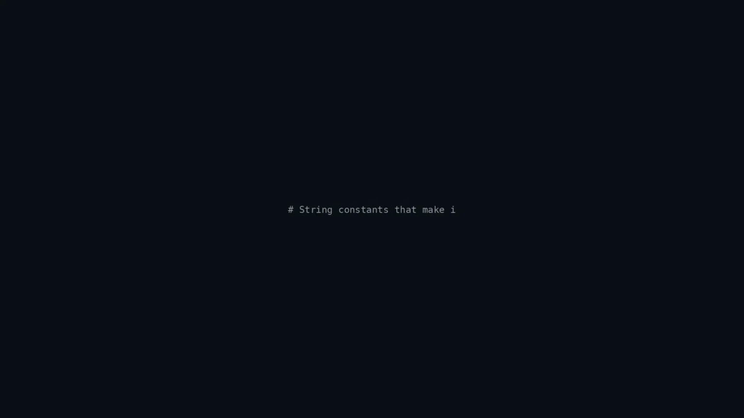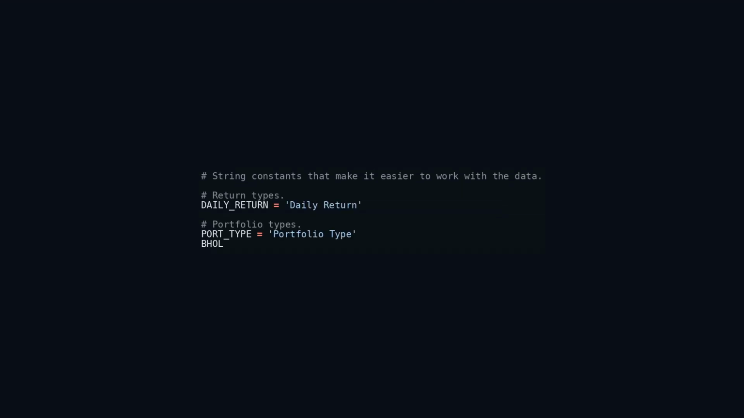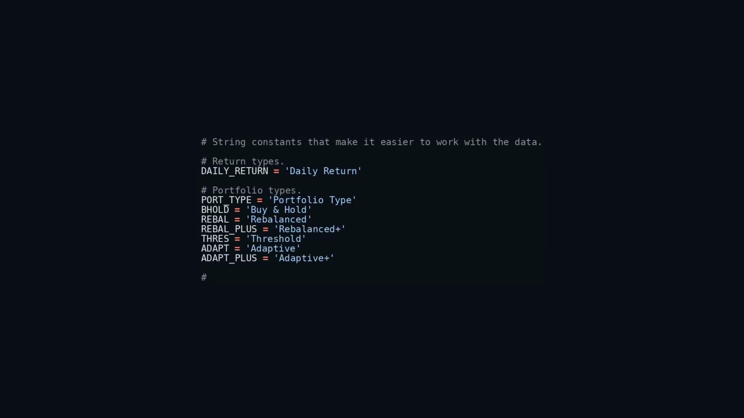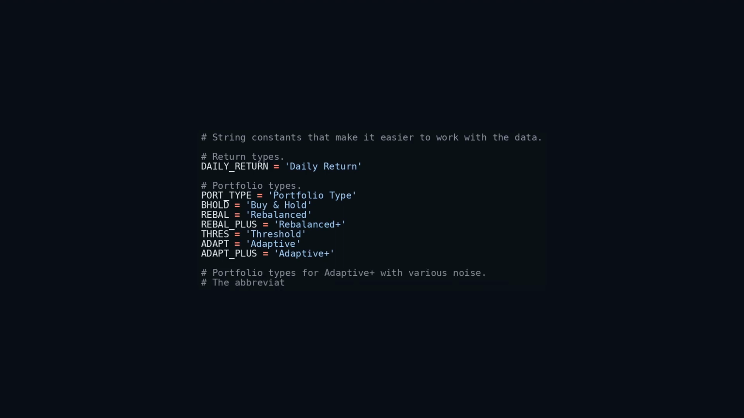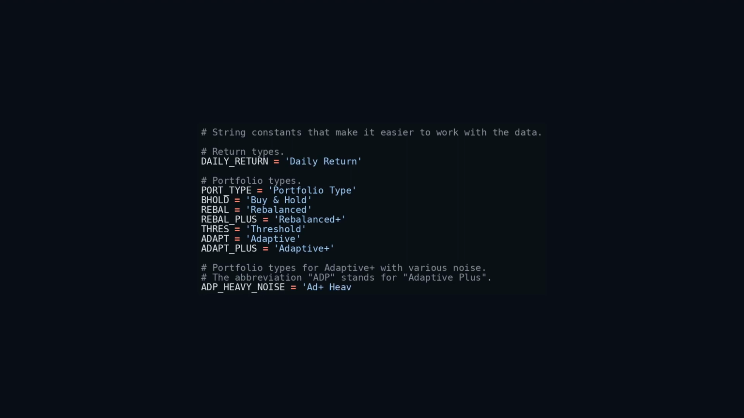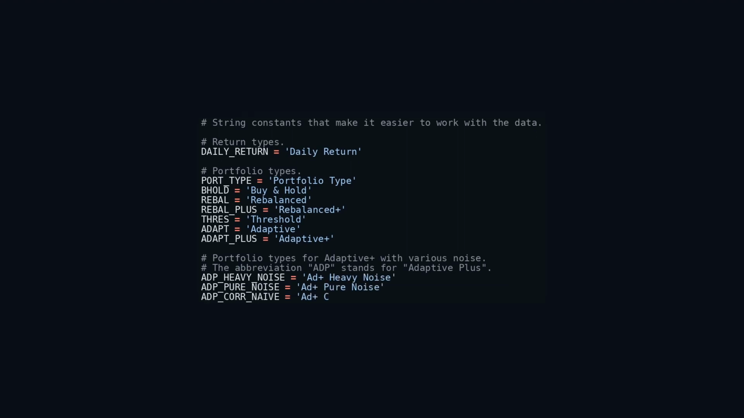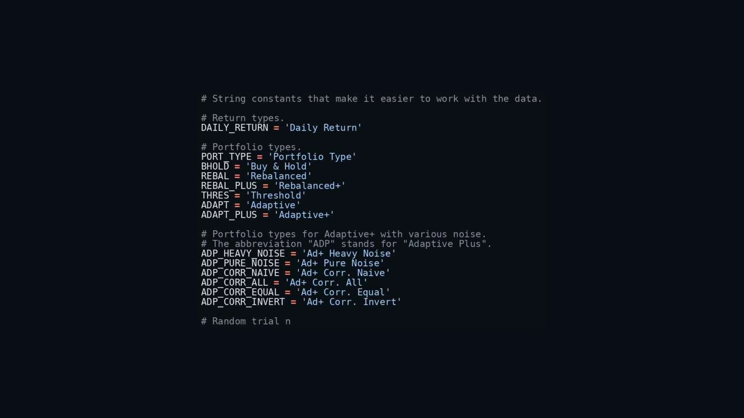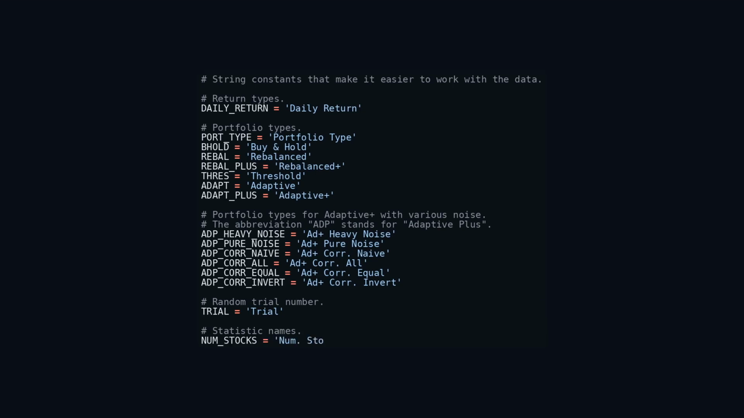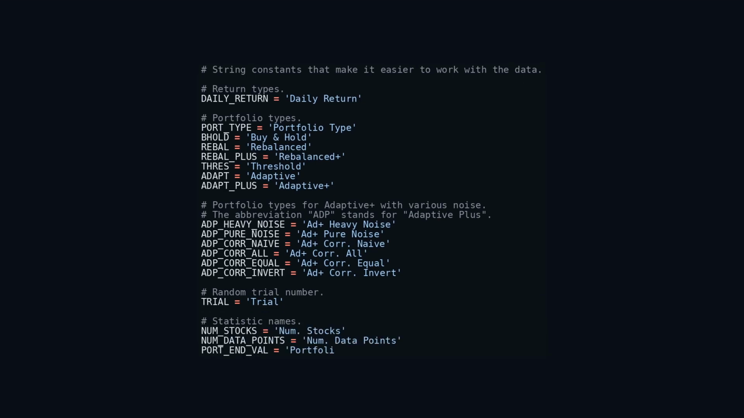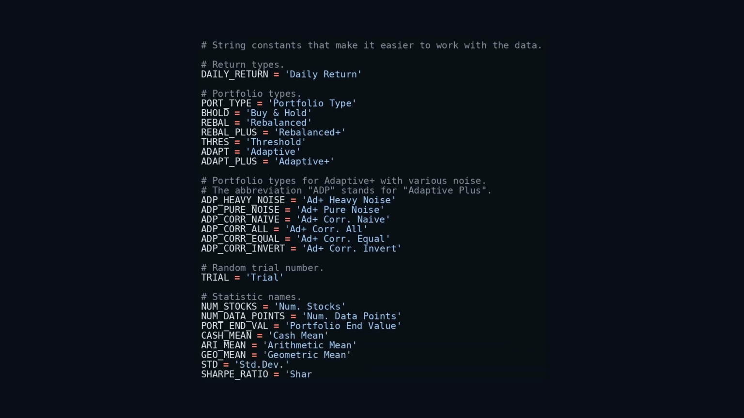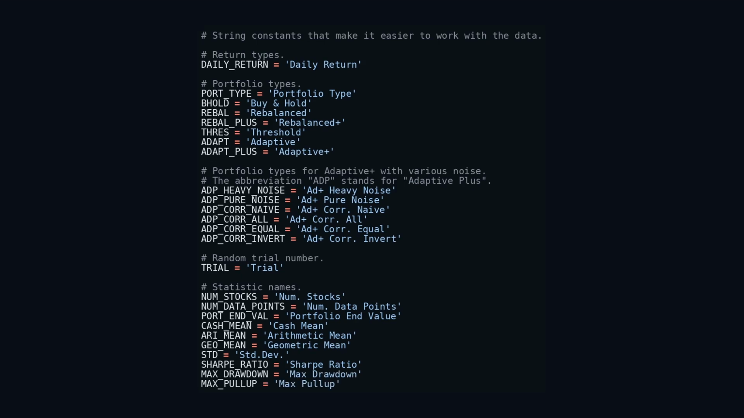The code defines string constants to represent various types of return data, portfolio types, trial numbers, and statistical measures, including the number of stocks, arithmetic mean, and geometric mean, among others. These constants significantly enhance the readability, maintainability, and reliability of the code by eliminating the need to hard-code string values throughout. Utilizing these constants allows developers to refer to meaningful names instead of literal string values, thereby increasing the clarity and understanding of the code. This practice also minimizes the risk of typos or inconsistencies that might occur if string values were repeatedly written out in different parts of the code, promoting a more centralized and error-free approach.